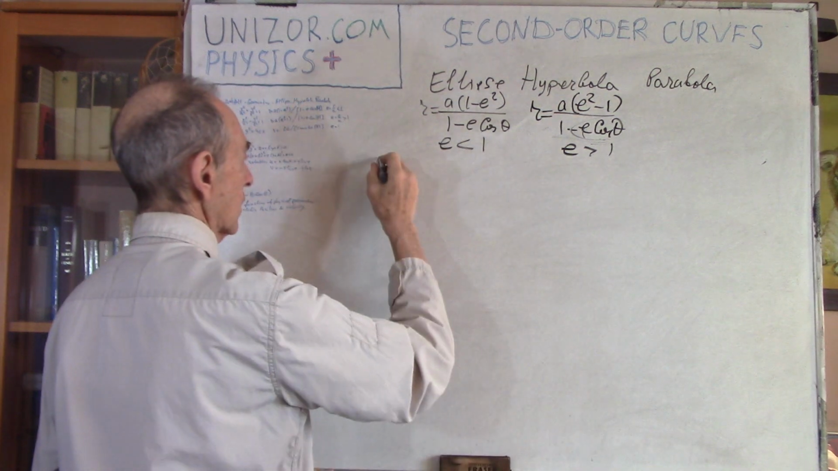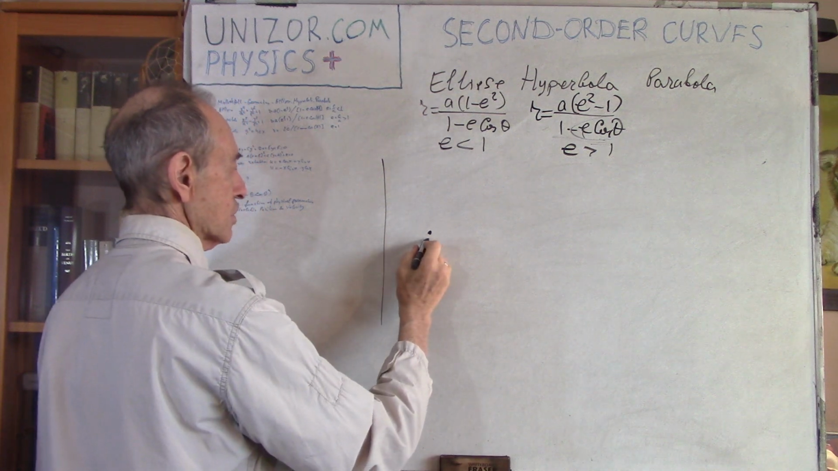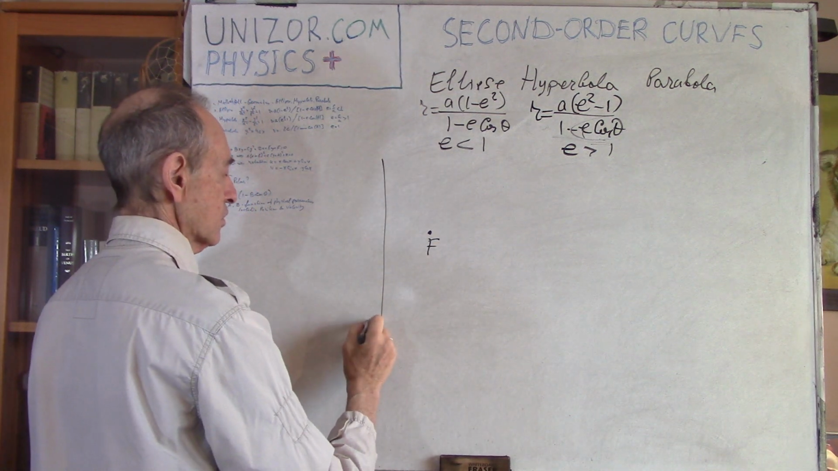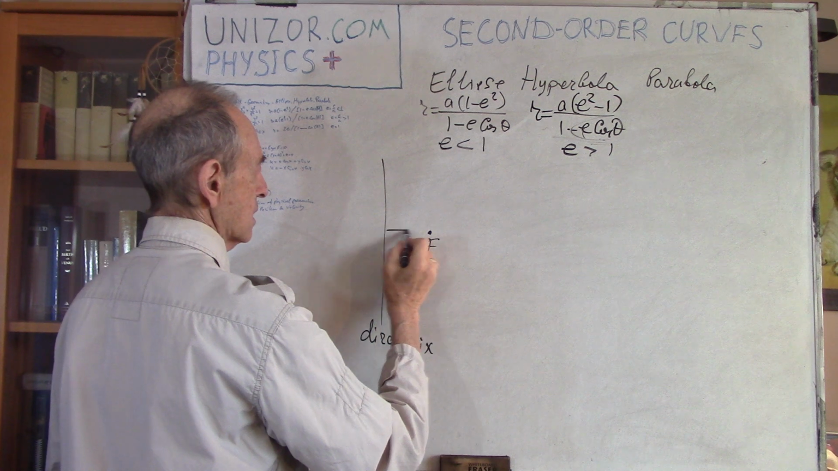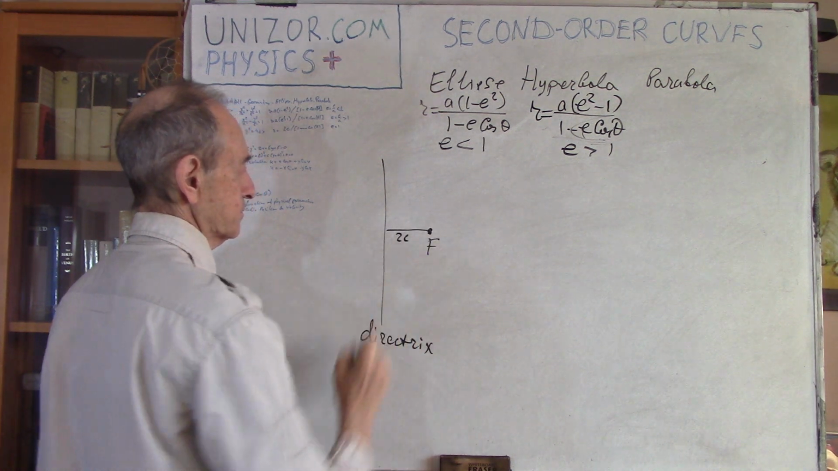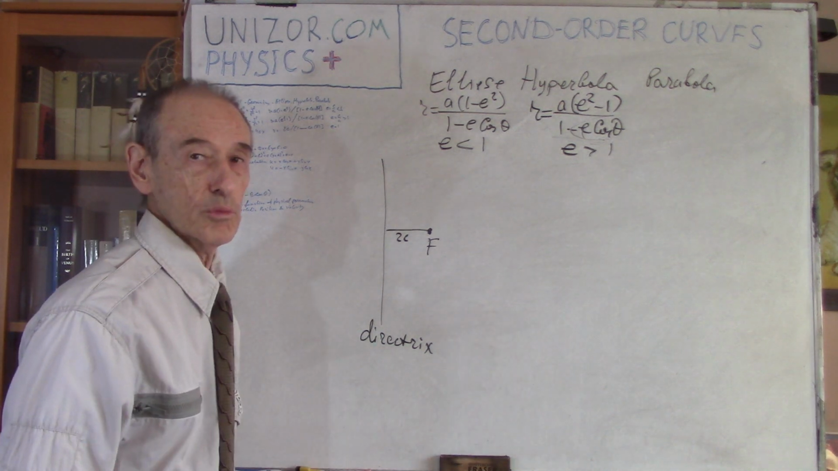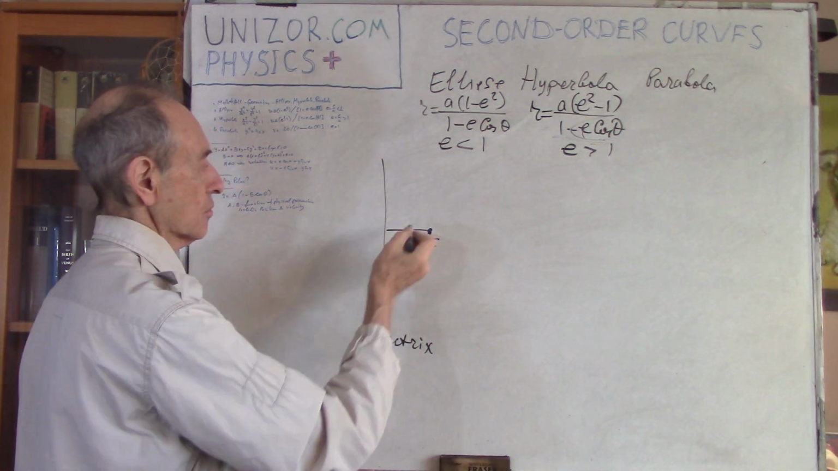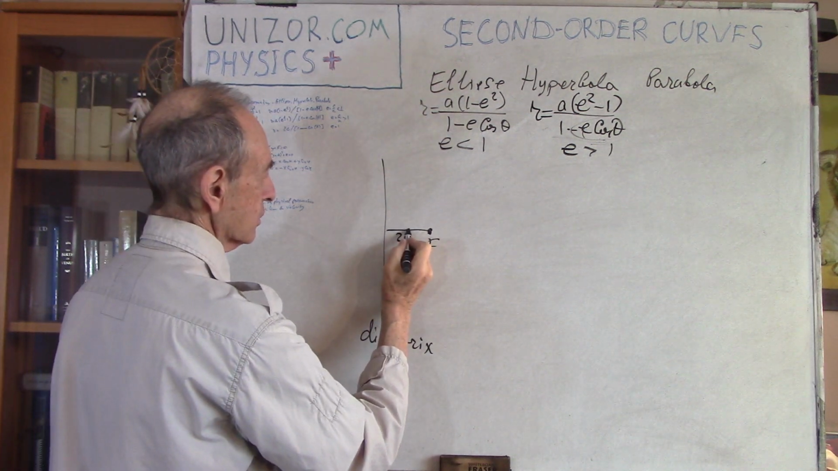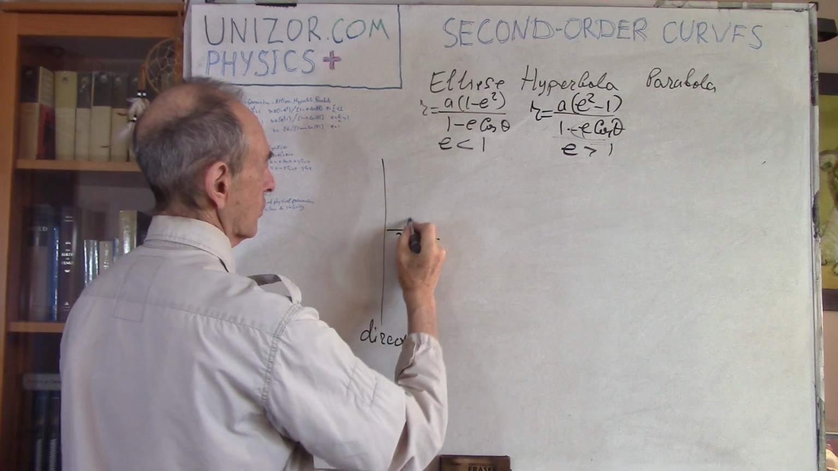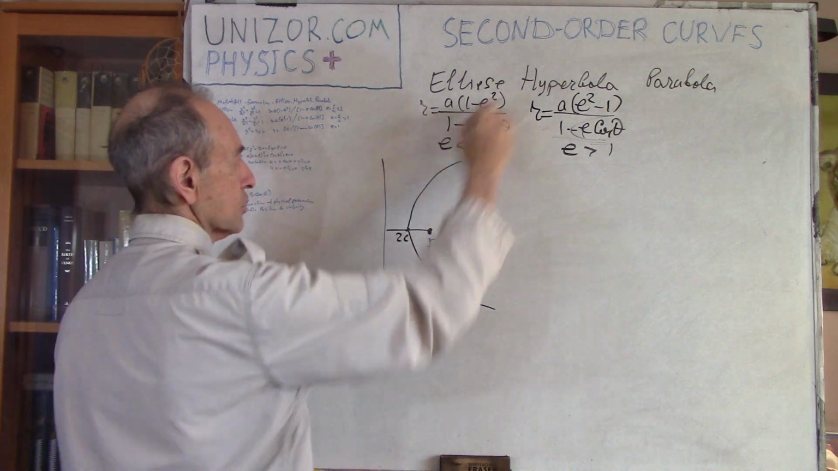Now, in the case of the parabola, the situation is slightly different. We have a point, which is the focus, and a straight line, which is the directrix. Okay, the distance is 2c. Now, the parabola, by definition, is a locus of all points which are equidistant from a point, the focus, and a line, the directrix. So obviously the midpoint would be one of those, and then from here we can go this way. This is the parabola, and it goes to infinity.